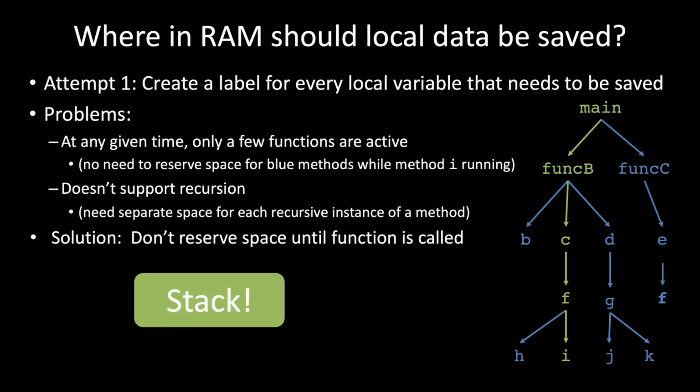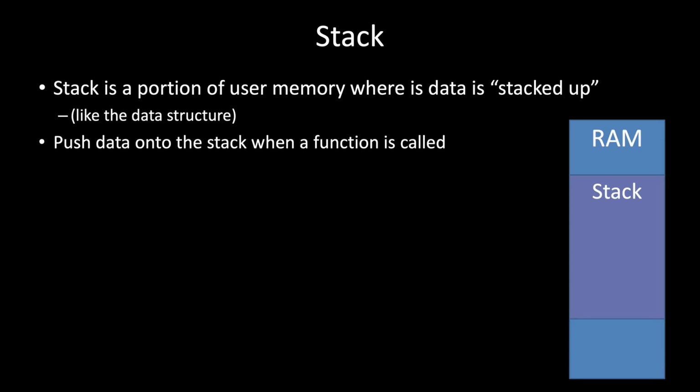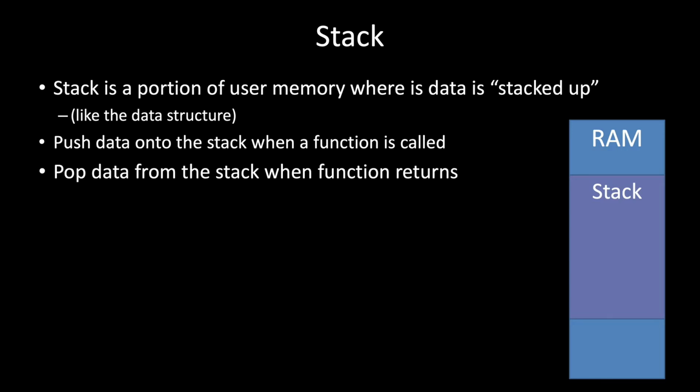That's why we call it a stack. So the stack is just one portion of user data. We add data in a last in, first out order, just like the stack data structure. When a function's called, we push that function's data onto the stack, and we pop it off when the function returns. As a result, only data from functions that are currently in progress are stored in memory.